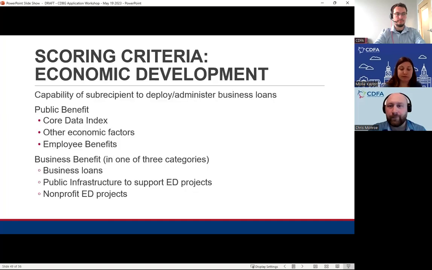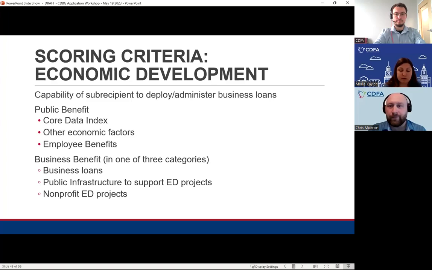And next, just wanted to briefly touch upon the economic development program and point out that the scoring looks a bit different for those projects. For those projects, scoring depends on the type of project and what kind of entity is implementing that project. So whether it's a business, a community, or a nonprofit organization.